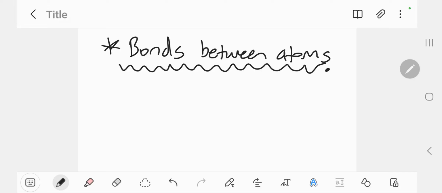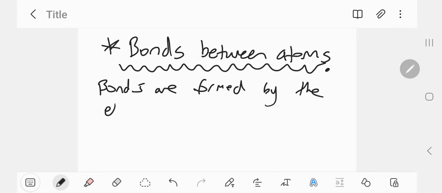This is lesson 2 of the Year 10 chemistry topic, looking at bonds between atoms. So I'm going to talk about bonds in this video. Bonds are formed by the electrons in an atom. I should specify chemical bonds.